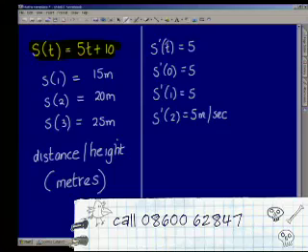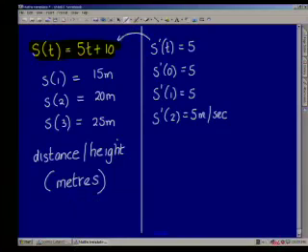However, if I take the derivative of this particular function, can you see that the derivative with respect to t would just be 5? And 5 is a constant. So my initial velocity is 5. My velocity at 1 is 5. My velocity at 2 is 5. Notice that velocity is a rate of change of distance with respect to time, and that is why my answer is in meters per second.